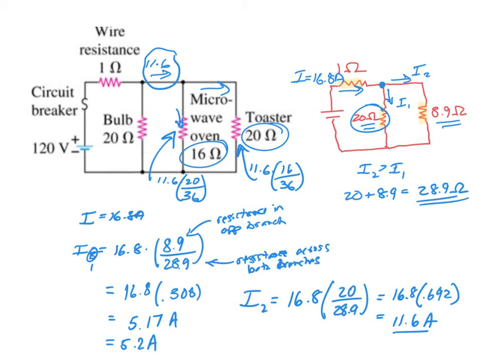Notice how I'm going to have more in the microwave oven than in the toaster, which makes sense because the microwave oven has less resistance. So this 11.6 amps of current will be split two ways, with more going through the microwave oven and less through the toaster because of the resistances in those two branches. I hope that helps you with that way of solving for current in branches. Now let's talk about light bulb brightness.